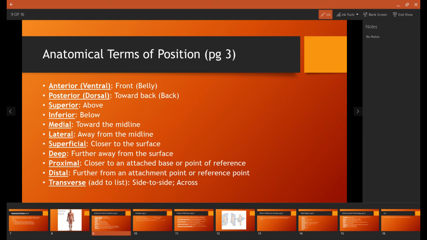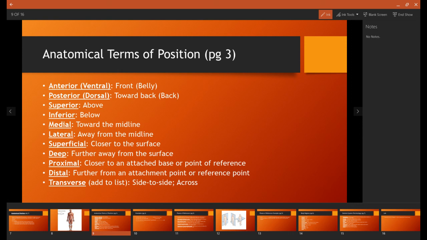The next two, proximal and distal. Proximal will mean closer to an attached base or point of reference, whereas distal is further away from that same point. So if we're considering our arm, it attaches to our torso through our shoulder. So our shoulder is going to be the most proximal part of our arm, so it's closer to where it attaches to our body. Whereas our fingers are the furthest thing away from where our arm attaches to our body. So our fingers would be the most distal structures on our arm.